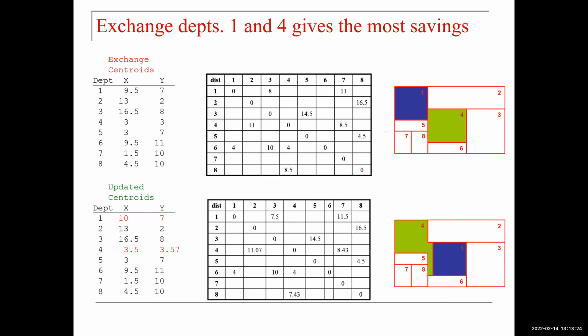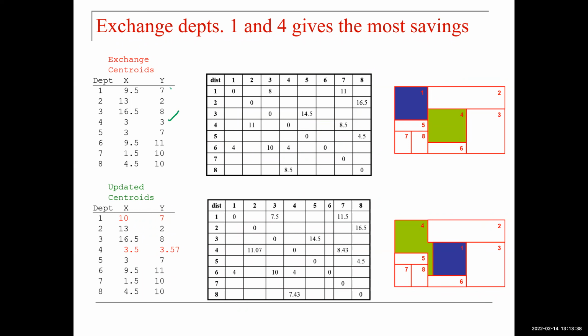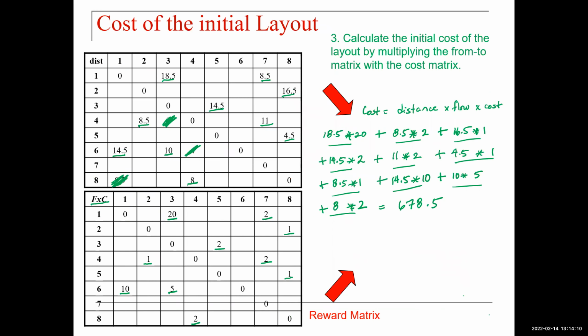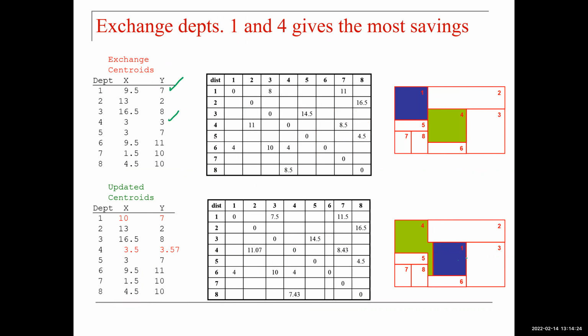So for example, going back here, now 1 has the centroid of 4, and 4 has the centroid of 1. So that's the table we have here. We exchange those centroids, and based on that we update the distances. For those that were involved with 4 and 1, the distance from 1 to 3 is now updated. Originally, from 1 to 3, we have 18.5. Now that we have swapped that department, 1 is going to be here, closer to 3. So the new distance will be 8.